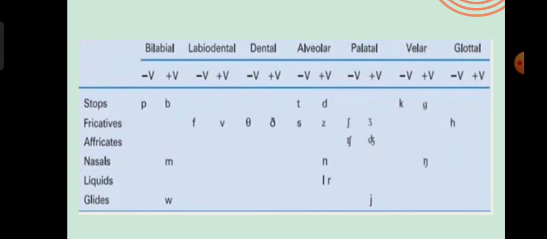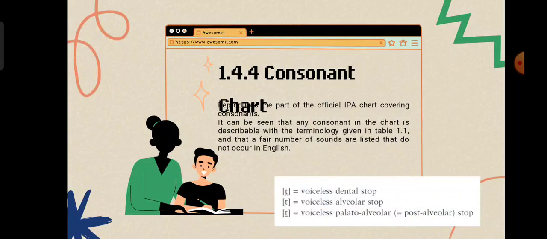So next is the glides. These sounds are typically produced with the tongue in motion, or gliding, to or from the position of a vowel, and are sometimes called semi-vowels. These sounds are described as glides.